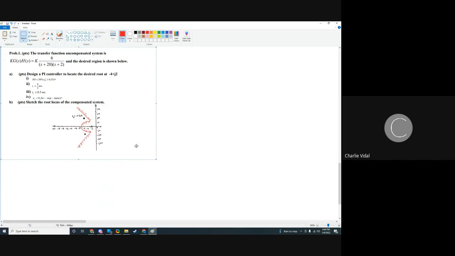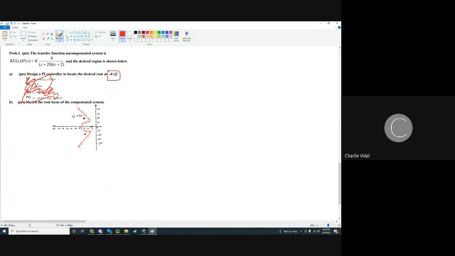Okay, so we're going to do problem 1. The uncompensated system transfer function is KG(s) equals K times 6 divided by (s plus 20) times (s plus 2), and the desired region is shown below. Design a PI controller to locate the desired root at -4 plus j2. Just to let you guys know, this information is not useful because he gives us the desired region over here, right? So the most important information is the desired region. And then sketch the root locus of the compensated system.